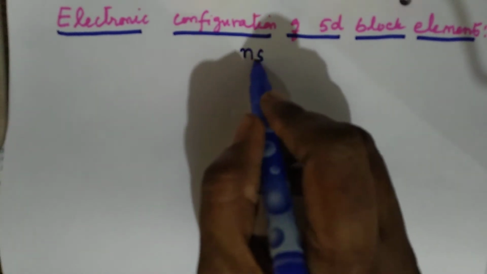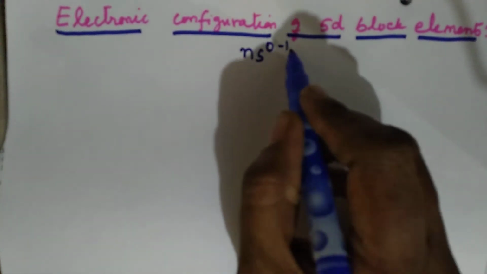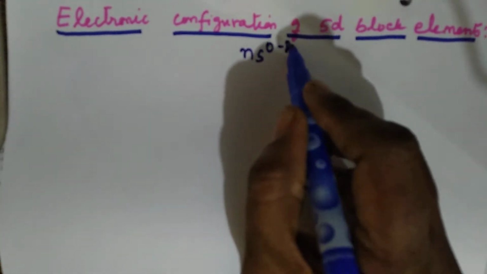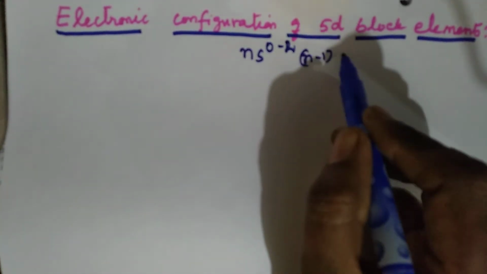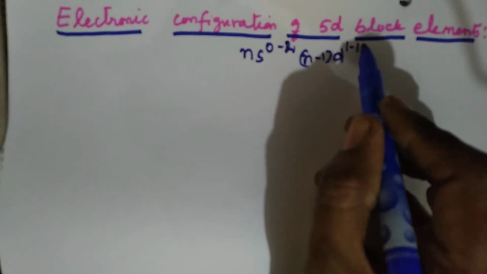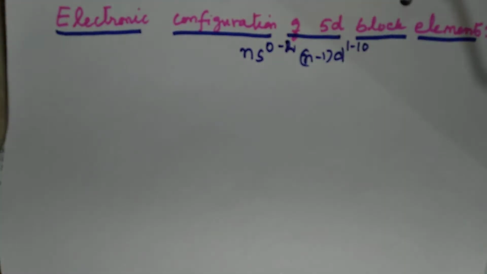First we will finish that, then we go with the filling up of the electronic configuration, or else the outermost shell electrons. Before that we have to write down the general formula. N is 0 to 2, not 1. 0 to 2, (n minus 1) d 1 to 10. This is the general formula. Please note that down properly.